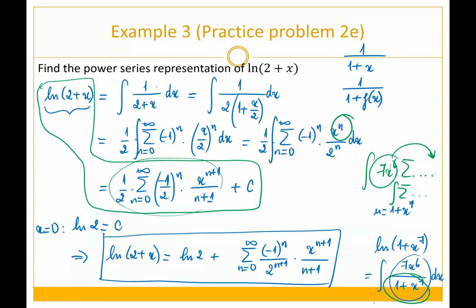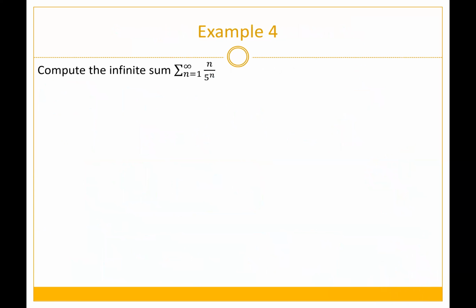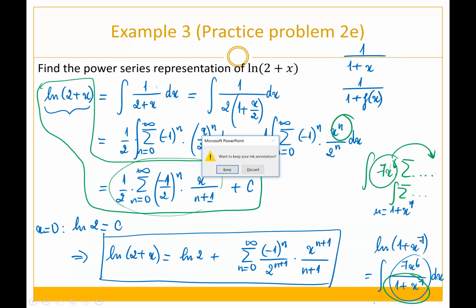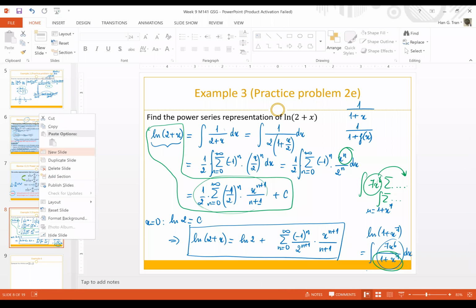Okay, so let me put in one of the extra slides. Let me go back and escape, keep that, and then I'll add a new slide to this. Okay, let's write in here. Say you want to represent ln of 1 plus x to the 7, and that is equal to the integral of this. So before I go to the power series, is it clear so far why I write it this way?